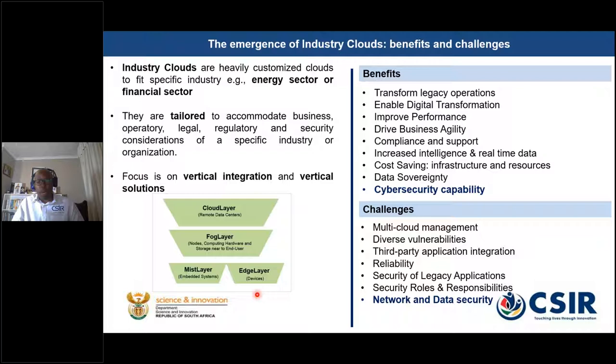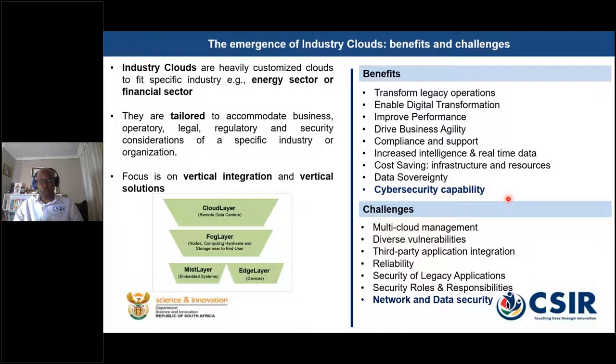The other core component when we think about industry clouds is the issue of data sovereignty. In other words, there are organizations, like in South Africa, where organizations need to comply with POPI. Let's say it's the retail sector or the financial sector, where they are collecting a lot of data from different entities and organizations. What will then be required is that the data must stay in a country like South Africa. So with the industry cloud, that could be easily made possible. The other aspect is cybersecurity capability: when you have these industry clouds, the provider could already tailor your cybersecurity capability for your organization, including access control and other requirements.